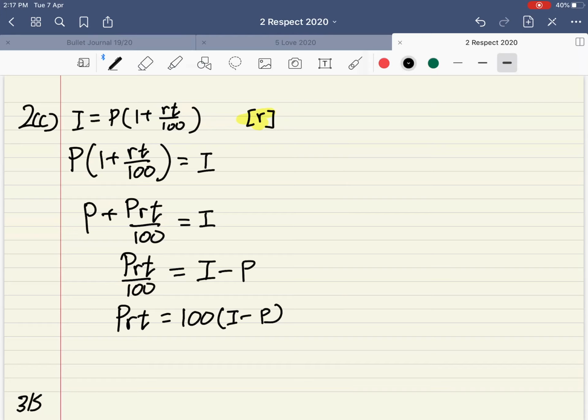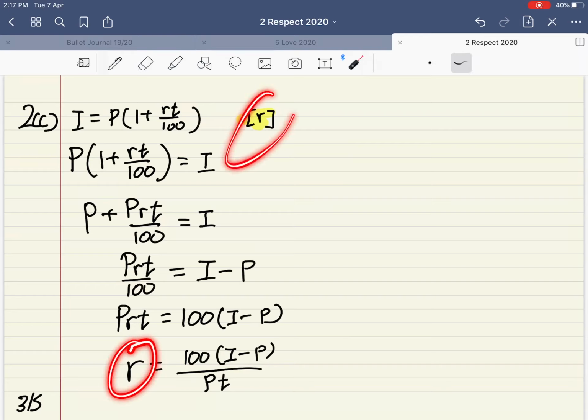Lastly, in order for me to make r the subject of the formula, what I need to do is to divide by pt. Why pt? So that p will eliminate, t will eliminate. So if I divide by pt on the left hand side, I'll need to divide by pt on the right hand side, which means that for my final equation, I get r equals 100 times (I minus p) over pt. And if you notice down here, once again, r is the subject of the formula.